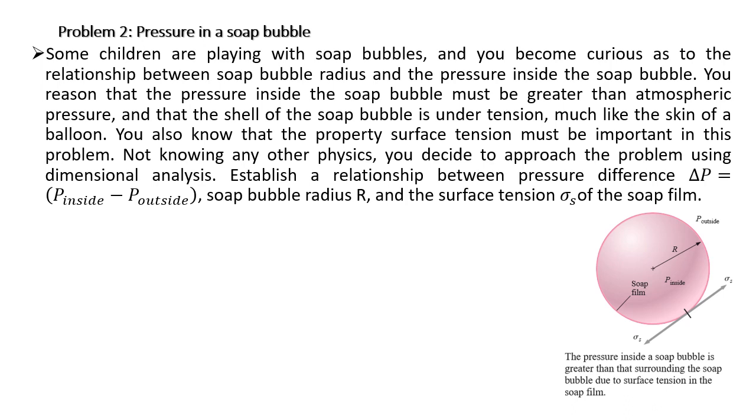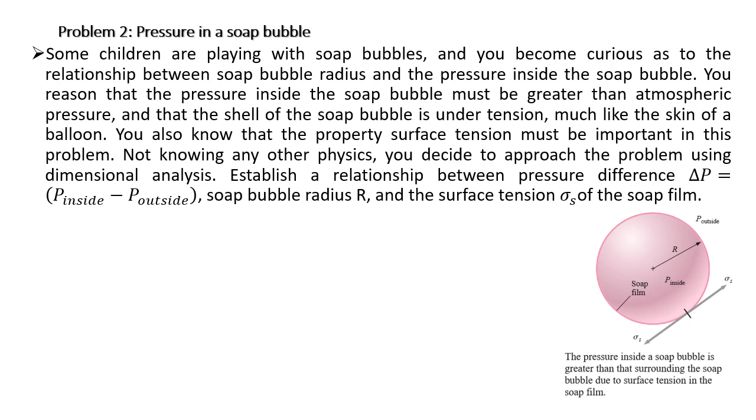Some children are playing with soap bubbles, and you become curious as to the relationship between soap bubble radius and the pressure inside the soap bubble. You reason that the pressure inside the soap bubble must be greater than atmospheric pressure, and that the shell of the soap bubble is under tension, much like the skin of a balloon. You also know that the property surface tension must be important in this problem. Not knowing any other physics, you decide to approach the problem using dimensional analysis. Establish a relationship between the pressure difference, soap bubble radius, and surface tension of the soap film.